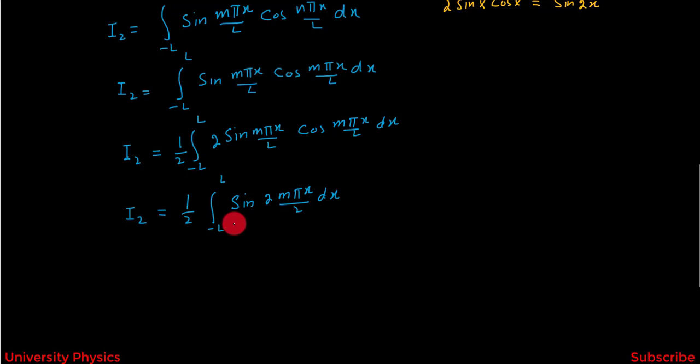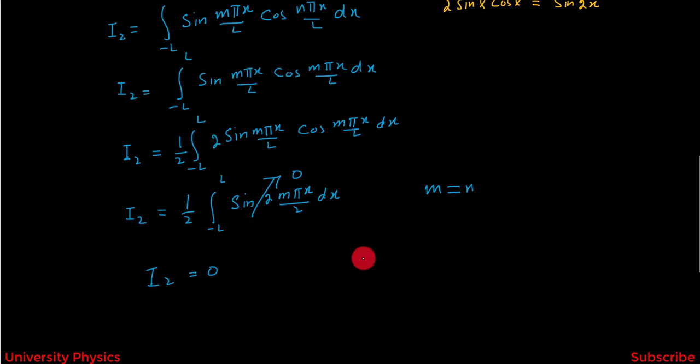And we know that the integration of sin(2mπx/L) is equal to 0. So this term becomes equal to 0 and we get that I2 is equal to 0. So the given integration is equal to 0 if m is equal to n. In both cases, the given integration is equal to 0.